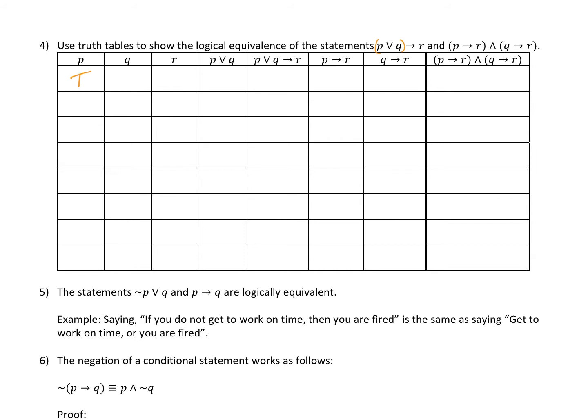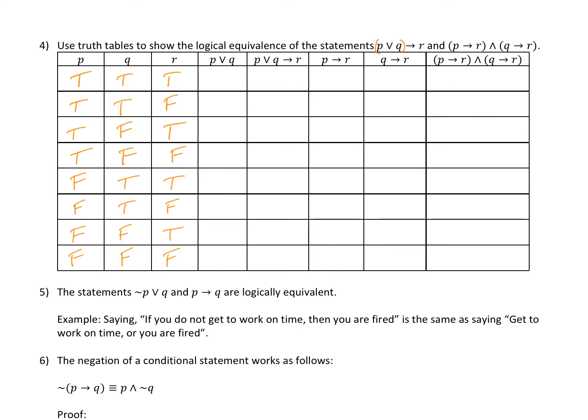So I could have true, true, true, true, true, false, true, false, true. So then I could have true, false, false. Those are all the ways P can be true. And then all the ways that P can be false. We could have false, true, true. We could have false, true, false. We could have false, false, true, and false, false, false.